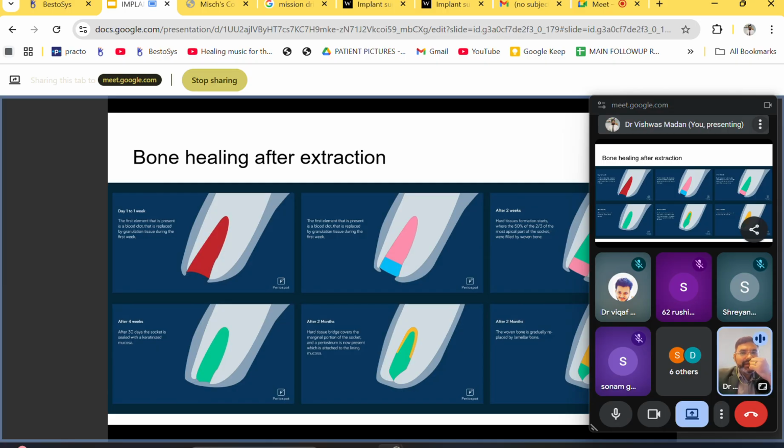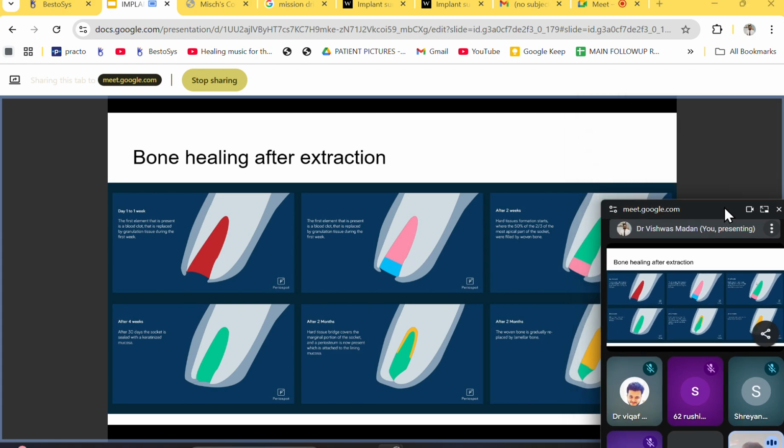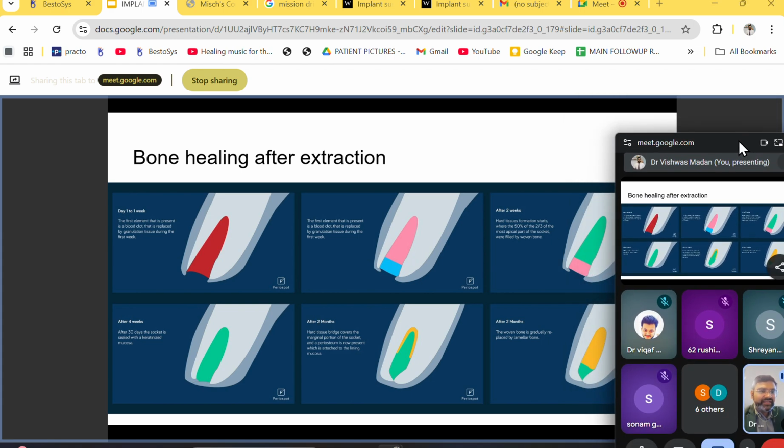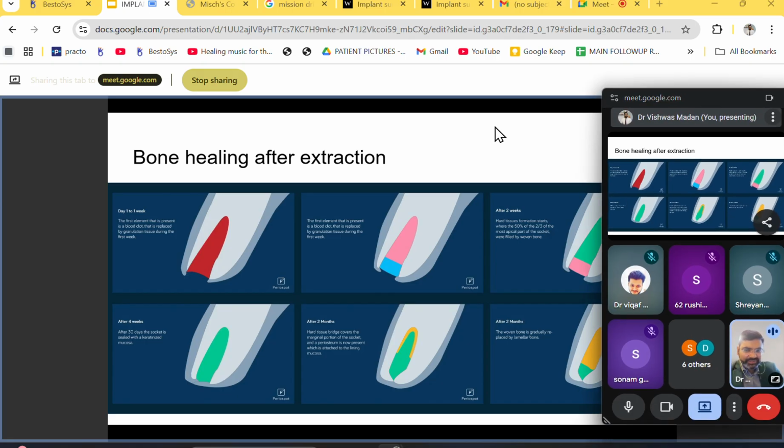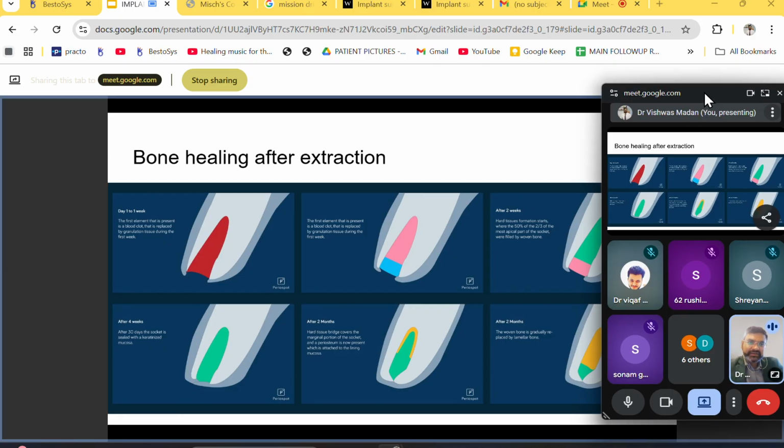Okay, so what will happen if we remove that tooth on that day? On that day, what will happen? There will be bleeding, then the clot will get stabilized. After about 2 weeks, the clot will start filling with a woven bone, which is a very immature type of bone. After about 4 weeks, what will happen? The socket is completely sealed. From the top area, you will see that complete epithelialization is there.